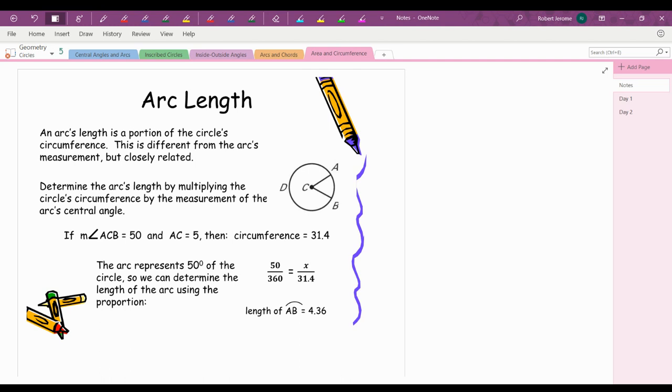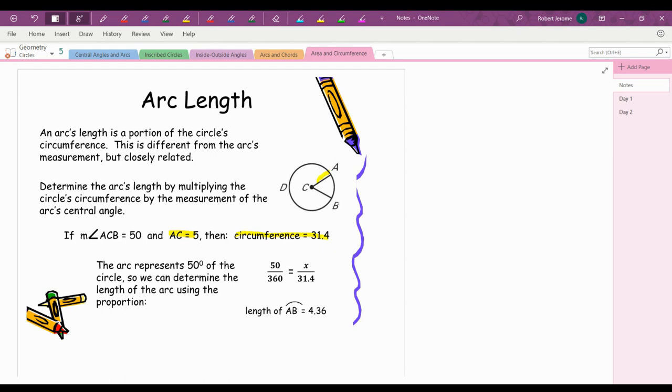what we have going on here is we have our circle and we have some basic information about it. Like, for example, AC equals 5. Well, AC is the radius. So that let us find the circumference. So that's yesterday's lesson, getting the circumference.